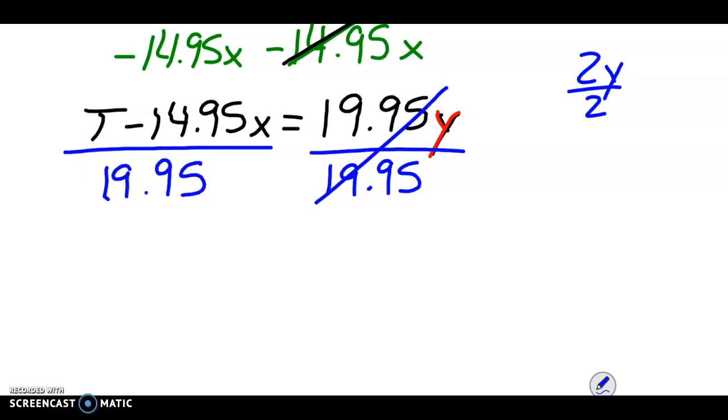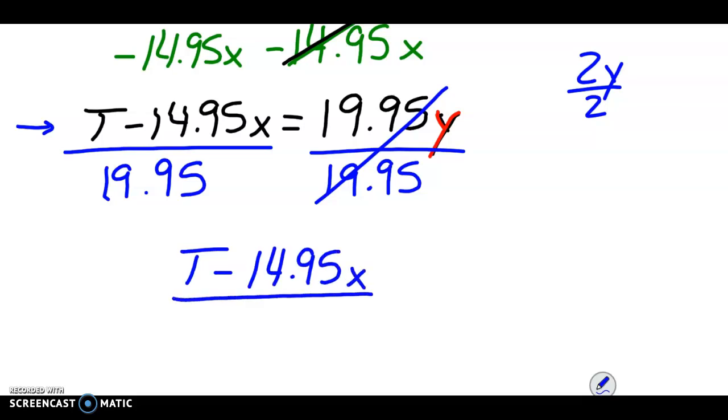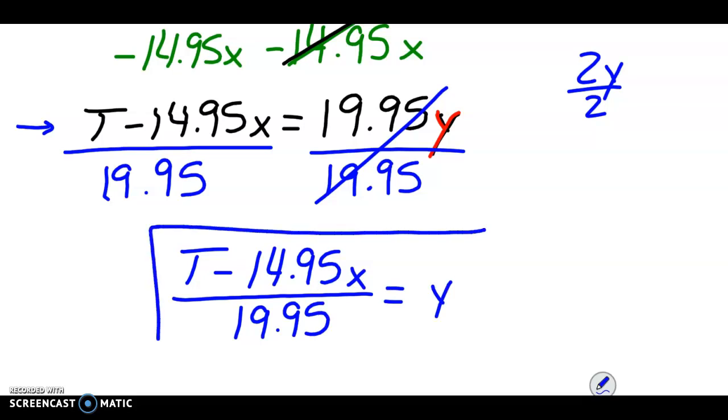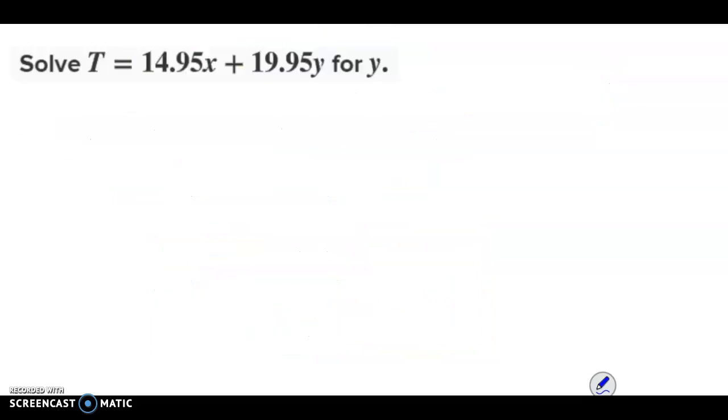If you have an entire expression like this, t minus 14.95x, more often than not, it's probably not going to be pretty. So you can leave it as is. T minus 14.95x all over 19.95 is going to equal y. And that's all I can do here as well. So that is done. My y is all by itself. Again, it's an ugly thing left over on the left-hand side, but that's what y is equal to when those variables are still hanging around.